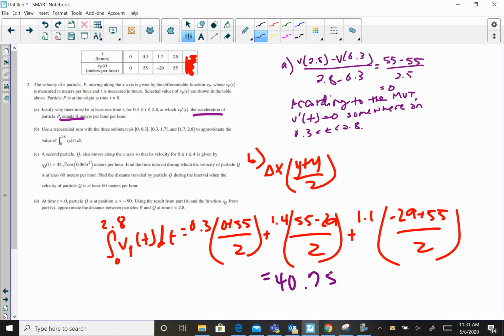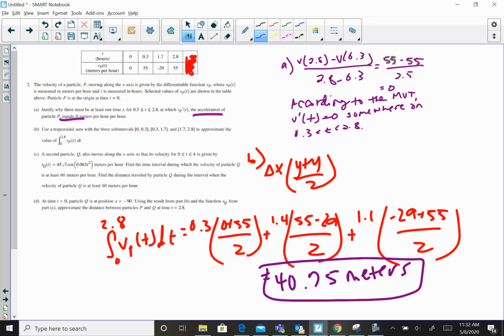So you get 40.75. I just missed a parenthesis in the negative, which is the horrible place to miss it. It doesn't say anything about units, but you could go back and just say it's meters, right? Because if you're integrating velocity, you get meters. Well, you get position, which in this case is defined in meters.